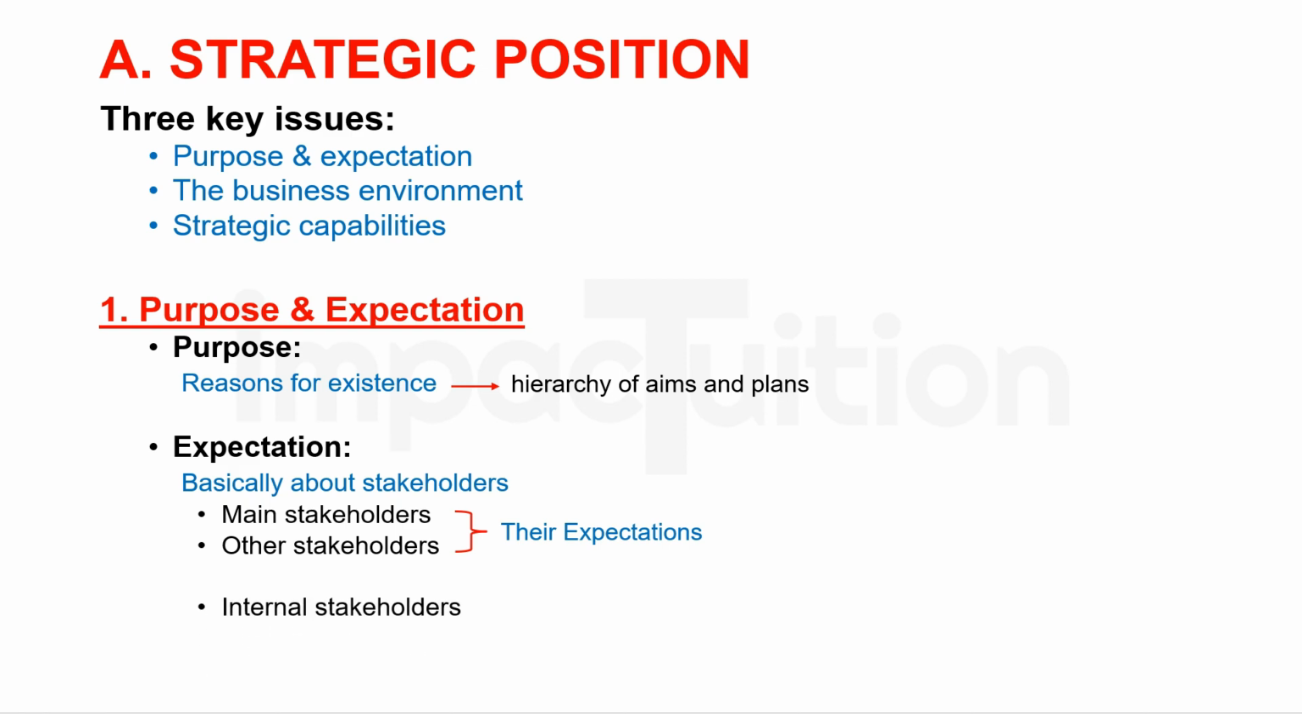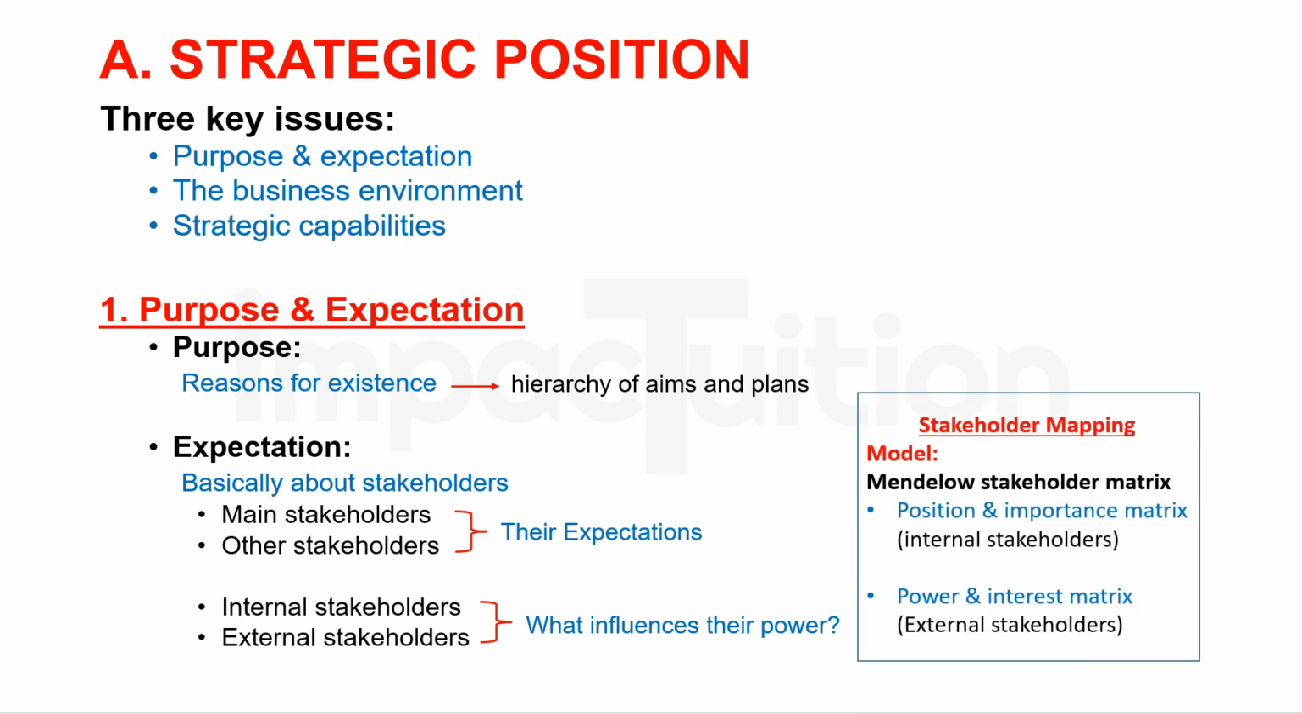We can also have the external stakeholders and internal stakeholders. For this group, we will talk about what influences their power. To analyze our stakeholders, we will do what we call stakeholder mapping. And to do this, we will apply the Mendelow stakeholder matrix. We have two of them, position and importance matrix, which we will use for our internal stakeholders, and power and interest matrix, which will be for analyzing our external stakeholders.